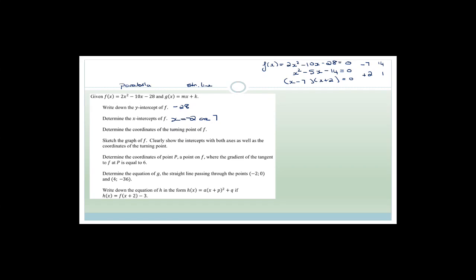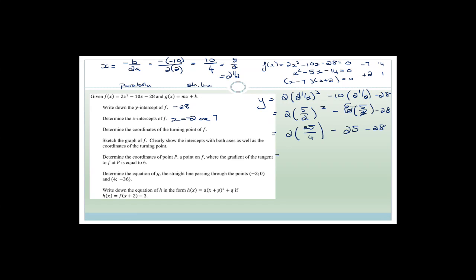Okay, nice and easy, right? Now to determine the coordinates of the turning point of f. If you recall, the x value of the turning point is minus b over 2a, which in this case is going to be minus minus 10 all over 2 times 2. Minus times a minus is a plus, so it becomes 10 over 4. If we divide both of these by 2, we get 5 over 2, which equals 2.5. So the x value of the turning point of the parabola is 2.5.